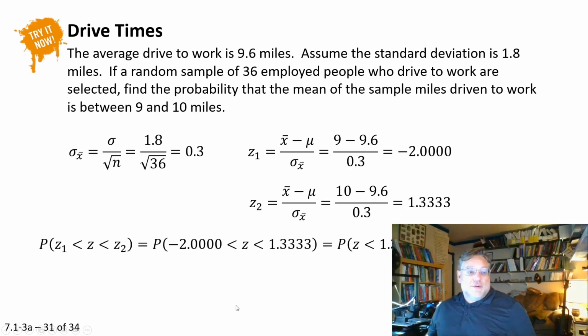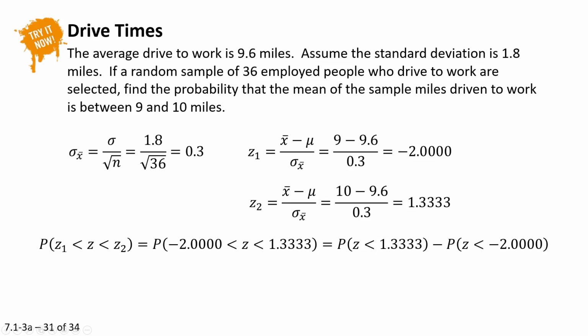And as a result, we get a probability that's in between the two of them here. Remember, the way that you have to do that is to find the left-hand probability values for each one of these and subtract them off. And you should get a value that is 0.4875. So just under 50% probability of finding that the mean of a sample for miles driven to work for 36 people would be somewhere between 9 and 10 miles. That makes sense since the average for the population is 9.6. So we're not exactly in extreme values here for this average.